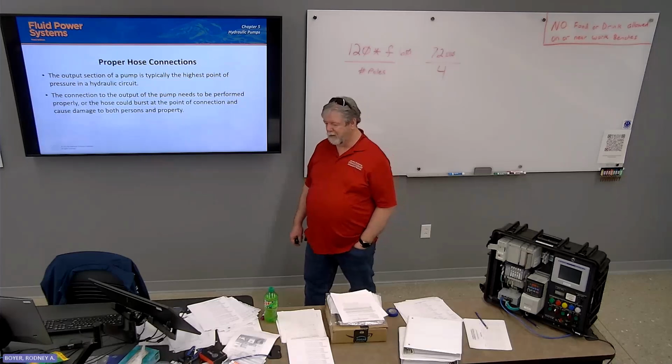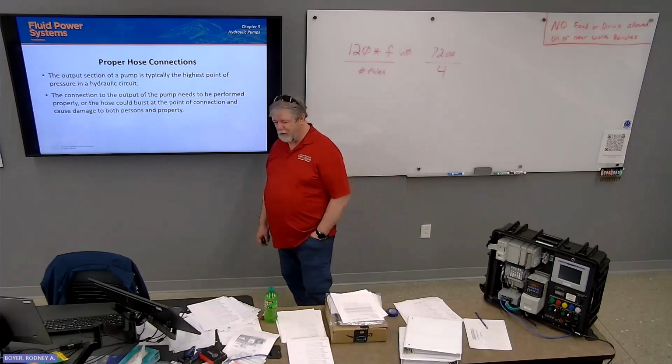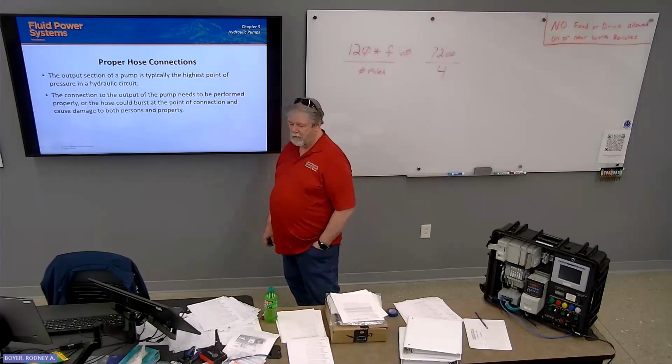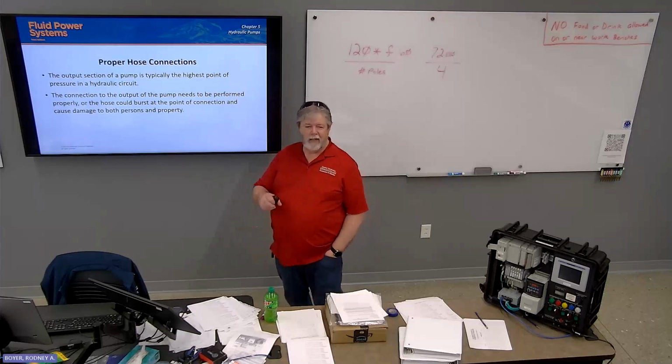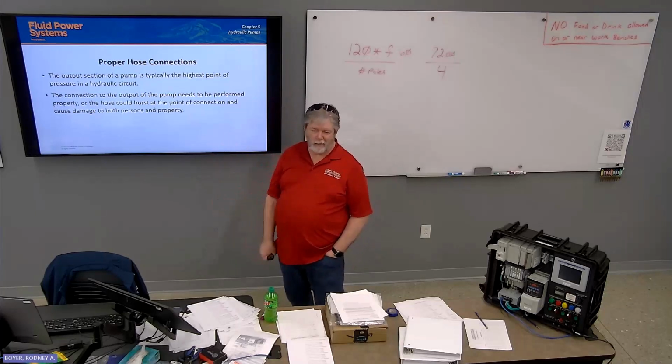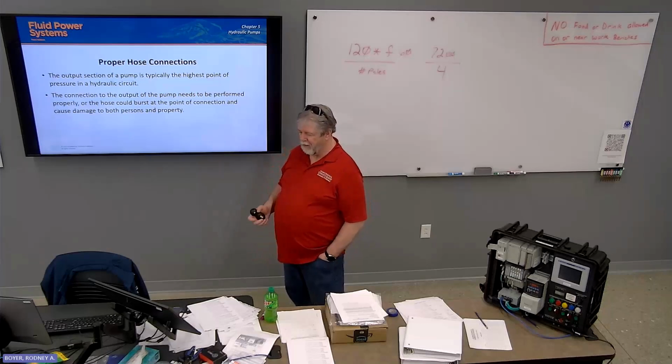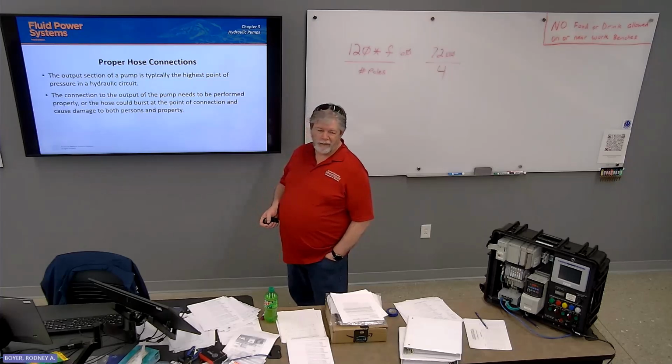Proper hose connections. Output section of the pump is typically the highest point of pressure in the hydraulic circuit because it hasn't passed through any devices or anything to have pressure drop. Connection to the output of the pump needs to be performed properly, or the hose could burst at the point of connection and cause damage to both persons and property. So double check, make sure everything's tight.